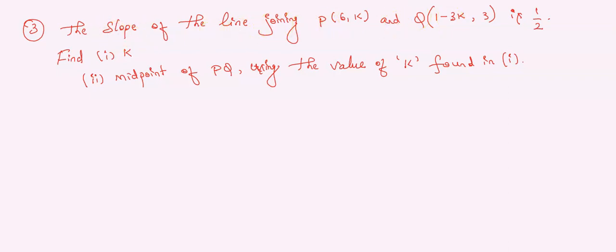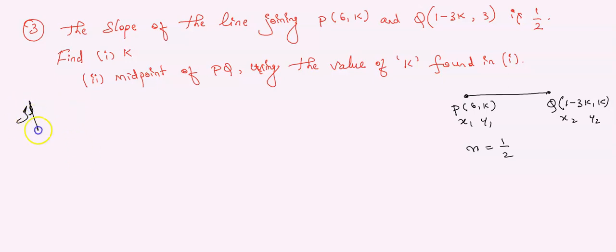The slope of the line joining two points they have given. They have given two points P and Q. The coordinates of P is (6, k) and the coordinates of Q is (1 minus 3k, 3). So they have given two coordinates, that is x1, y1 and x2, y2. And also they have given the slope. Slope is 1 by 2. By using this condition, we have to find the value of k.